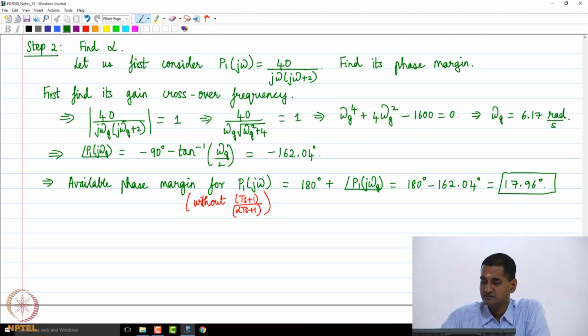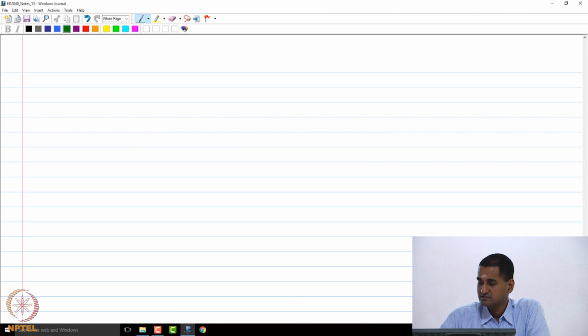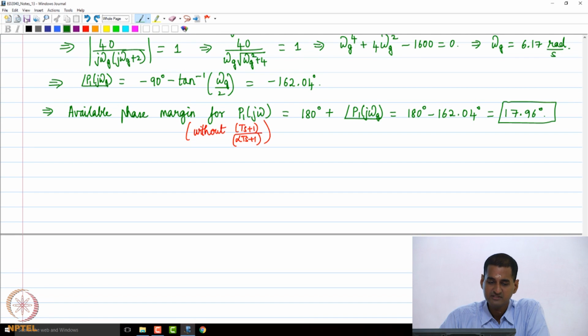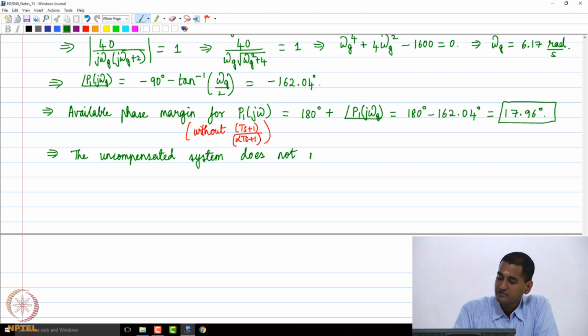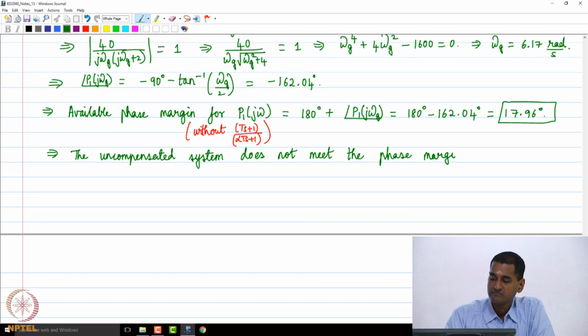So, you immediately see that the uncompensated system does not meet the phase margin specification. So, this implies that the uncompensated system does not meet the phase margin specification.